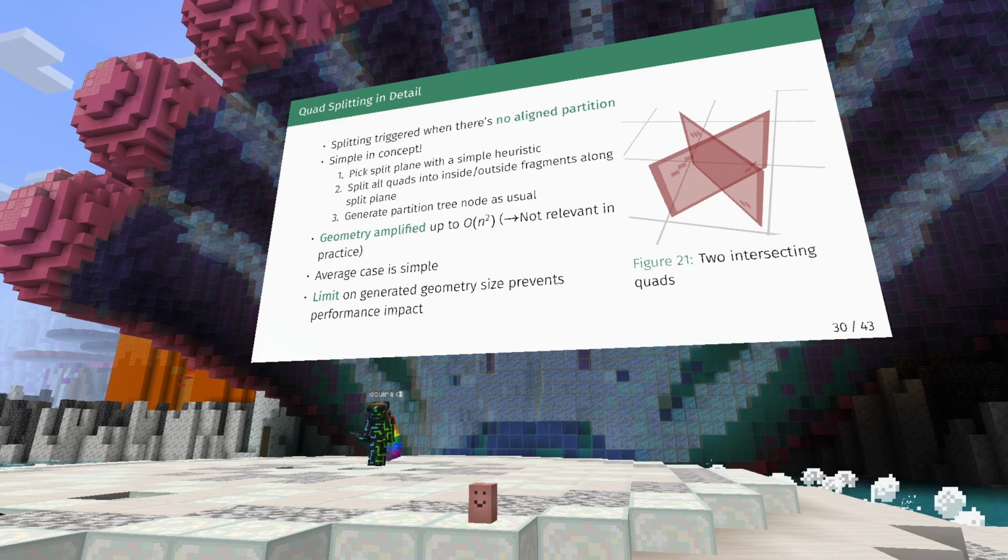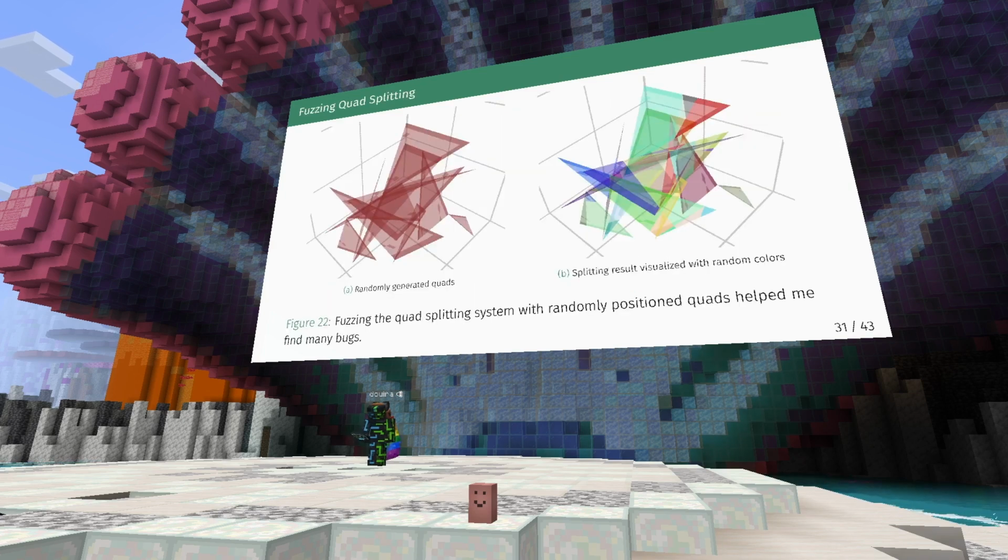And we can also limit how much geometry we generate, so that even if such a case does arise, it doesn't make your frame rate die or explode or something. This is a case that I generated artificially to see how far I could go. These are just randomly generated quads with some constraints.